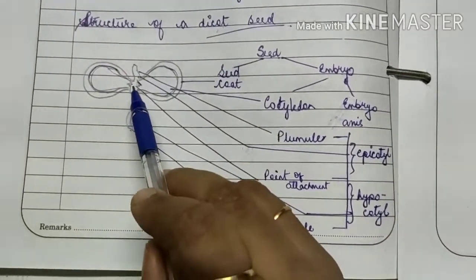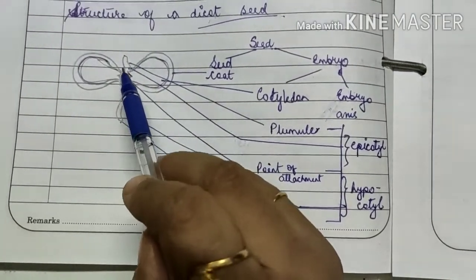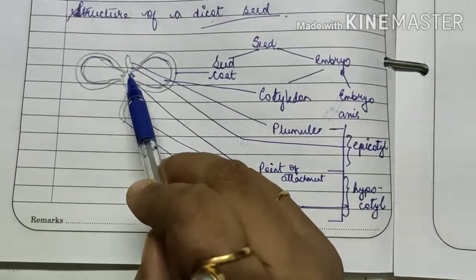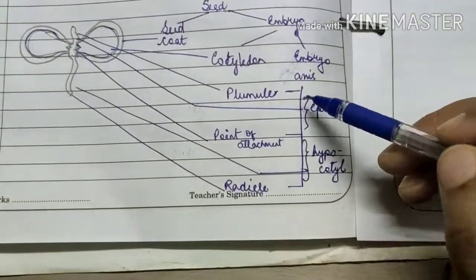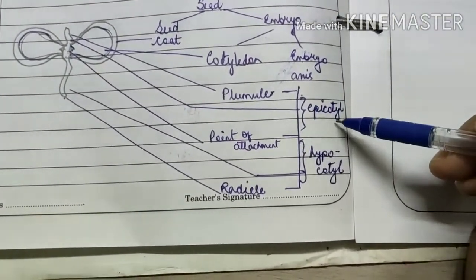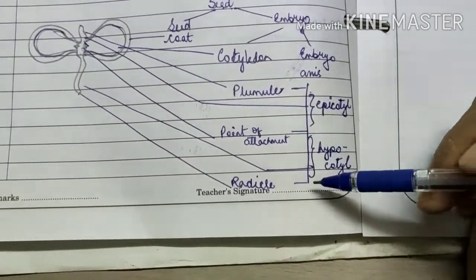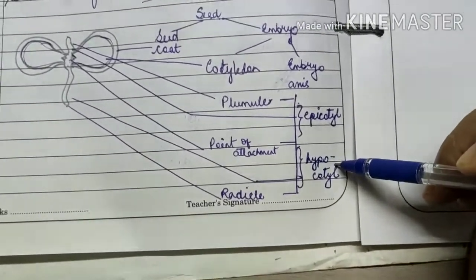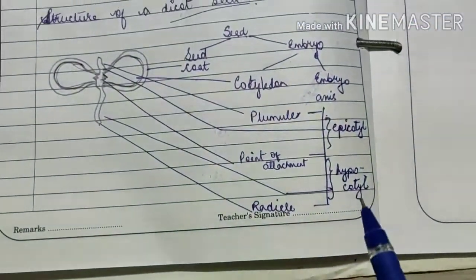Okay, this is the point of attachment. The point at which the cotyledons are joined to the embryo axis is known as the point of attachment. Upper portion is plumule, lower portion is radicle. The portion between the plumule and the point of attachment is known as epicotyl, and the area between the point of attachment and the radicle is known as hypocotyl. Okay, so this is the structure of a dicot seed.